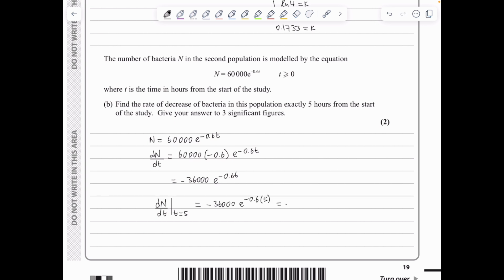Well, this gives an answer of minus 1,792.33..., which means that the rate of decrease, correct to 3 significant figures, is 1,790 bacteria per hour. Please be careful here: the rate of decrease is not negative, the rate of decrease is positive because the negative is incorporated within the word decrease, and therefore the correct answer would be 1,790 bacteria per hour.